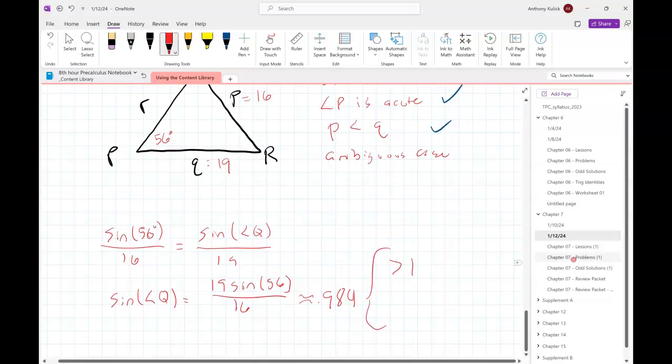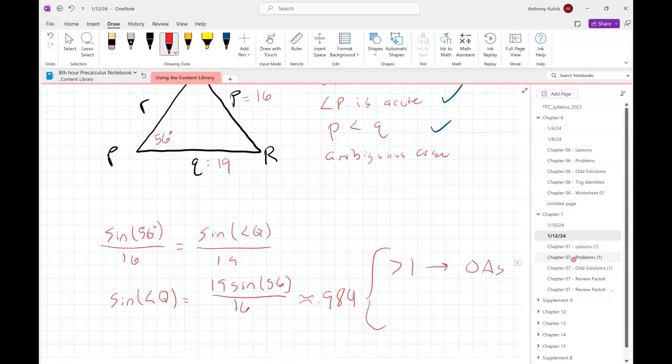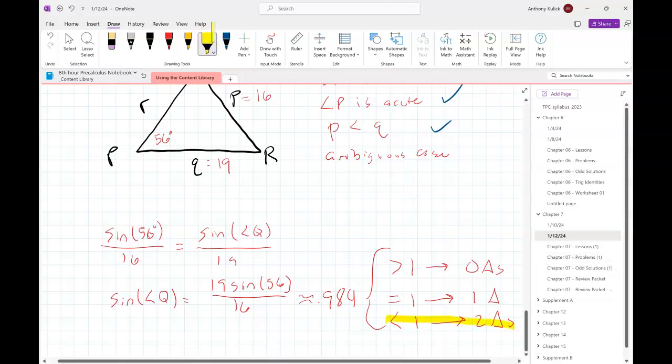If that number is greater than 1, that's the no triangle situation. That number is equal to 1, that's the one triangle situation. That number is less than 1, that's the two triangle situation, which is what we have landed on in this example.